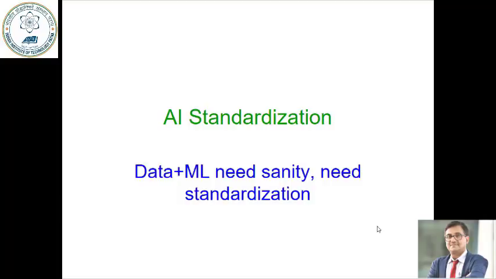Now, an important point here is the notion of standardization. All kinds of claims are coming about usage of AI. There are startups, industries who are making use of AI, but the claims many times are not really authentic, and that demands standardization of AI to really verify how much of AI is truly being used. Now, data plus ML is available in plentiful supply, but they need sanity, they need standardization.